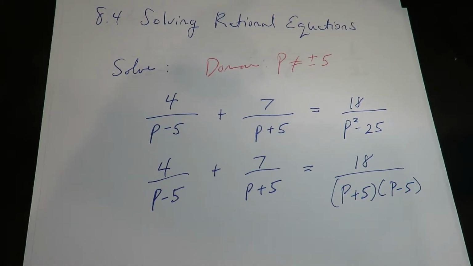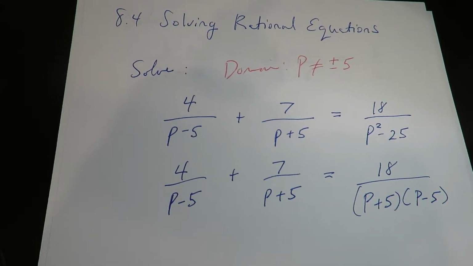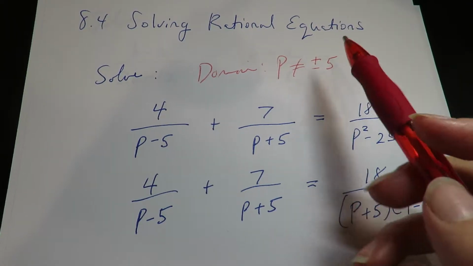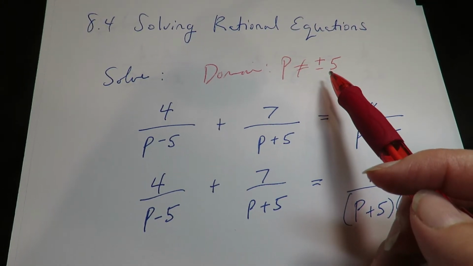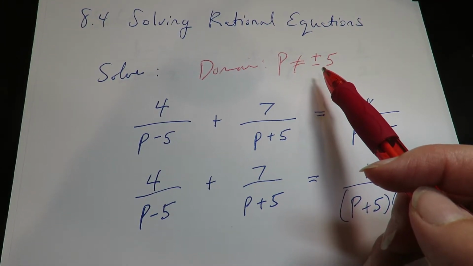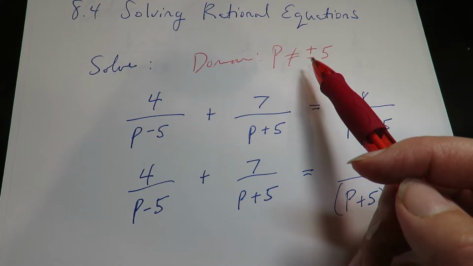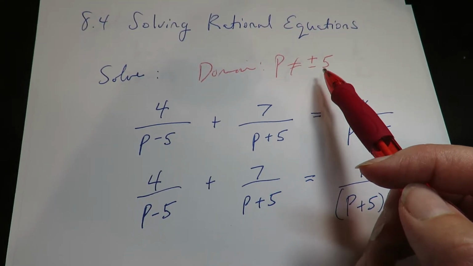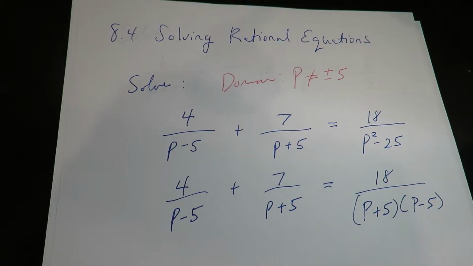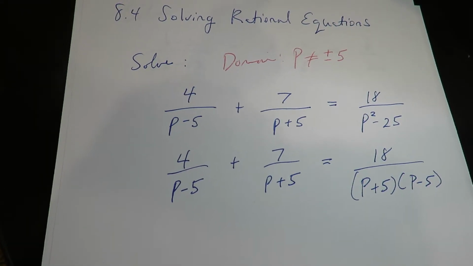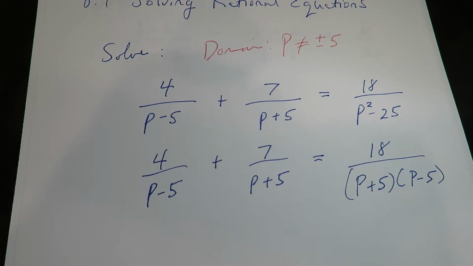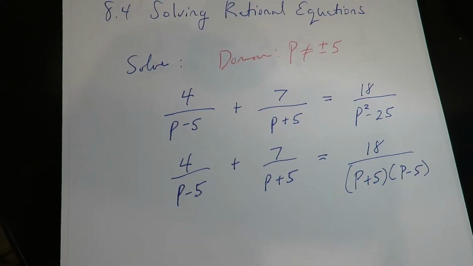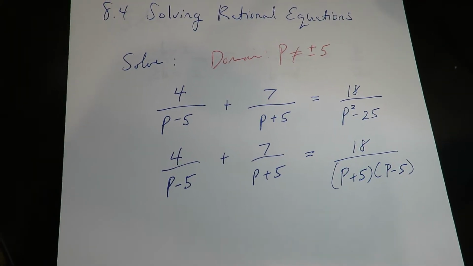And the reason why you want to take note of that is because when you get your answer, it cannot be either of those values. If it is, you have to throw it away. Okay? These values are not allowed. So try to remember at the beginning to note what they are, because sometimes you'll find they'll come out as an answer and they cannot be. And you have to throw them away.